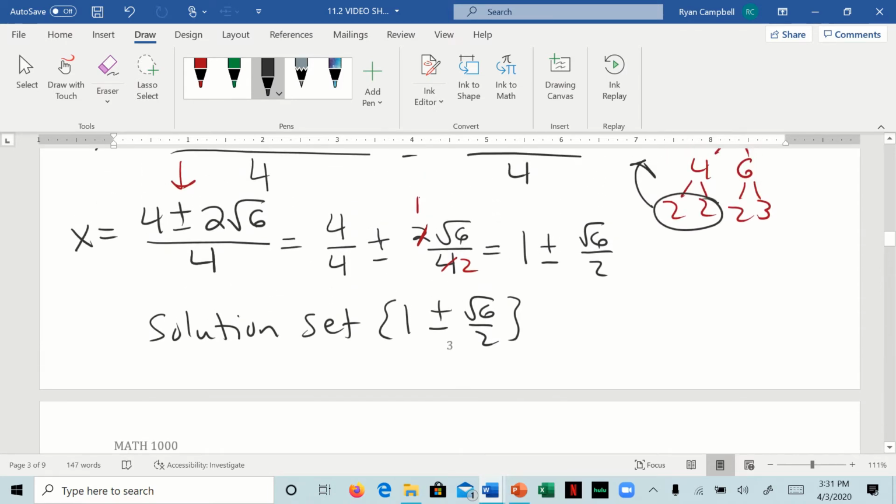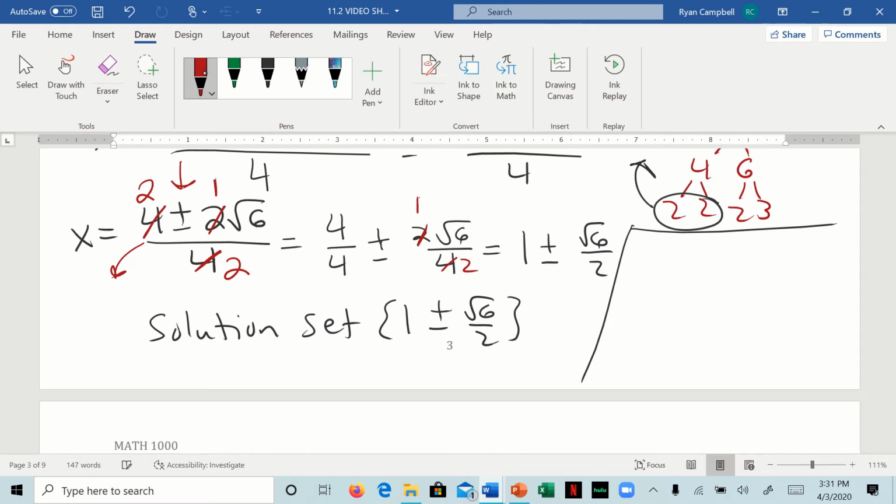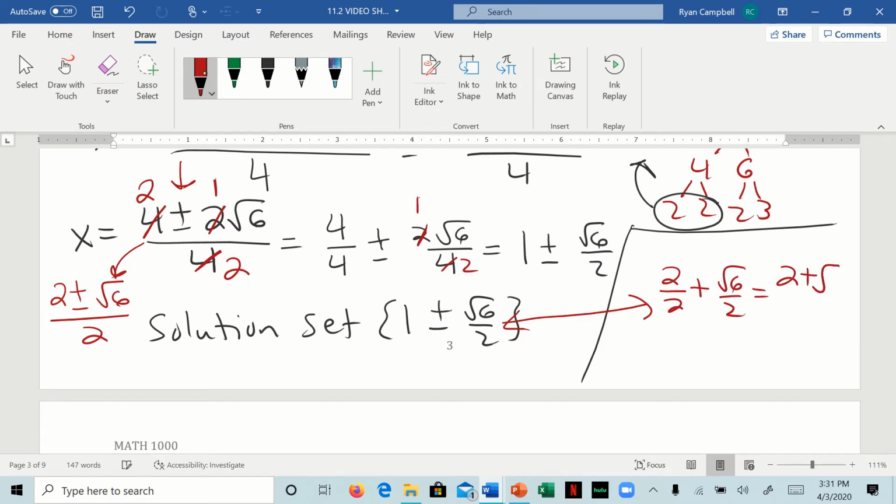The other way to have done this, so if you understood that and you don't want to understand anything else, feel free to fast forward a little bit in this video. But the other way to have done this would have been, if you notice, in common with all three of them, the greatest common factor that we could divide each of these by is 2. So 4 divided by 2 is 2, 4 divided by 2 is 2, 2 divided by 2 is 1. So this also can equal 2 plus or minus the square root of 6 over 2. Which, if you notice, if we actually combine these, it's 2 over 2 plus square root of 6 over 2. So combining them, we would get 2 plus or minus square root of 6 over 2. Same answer.